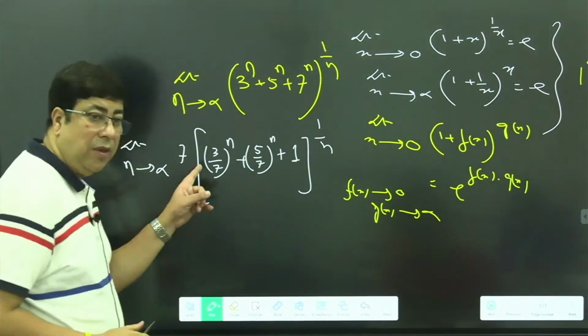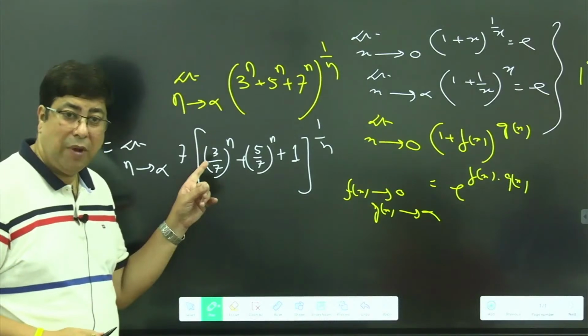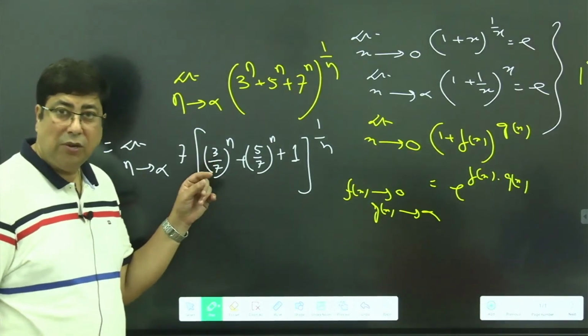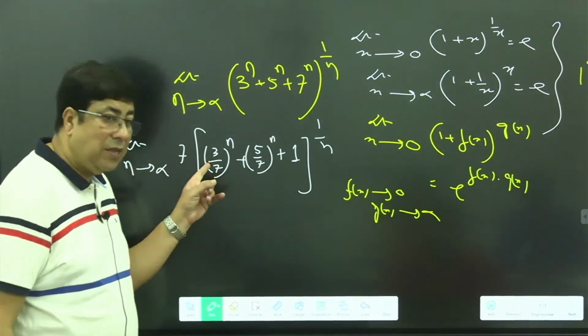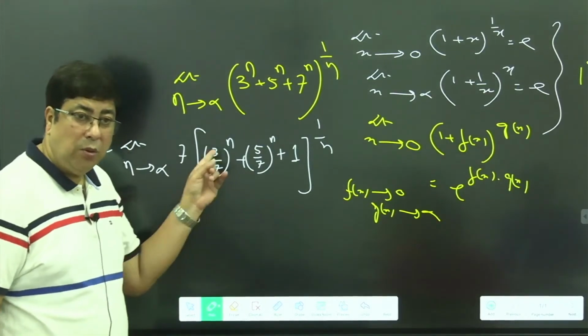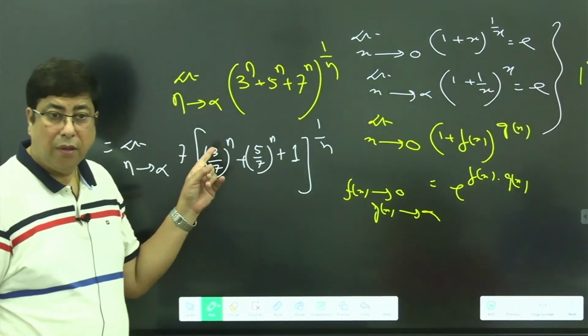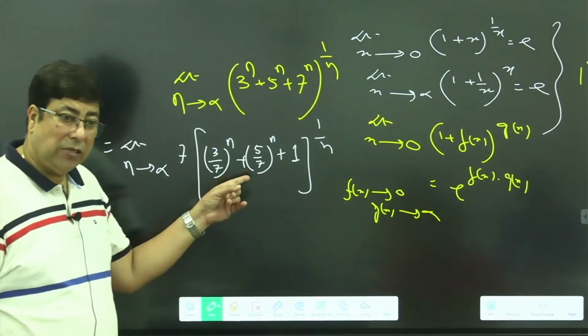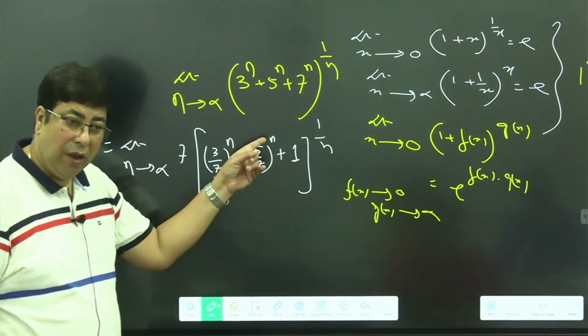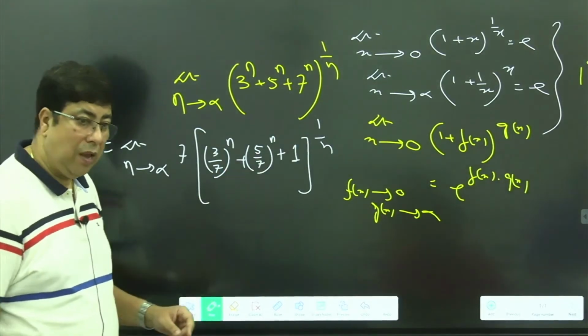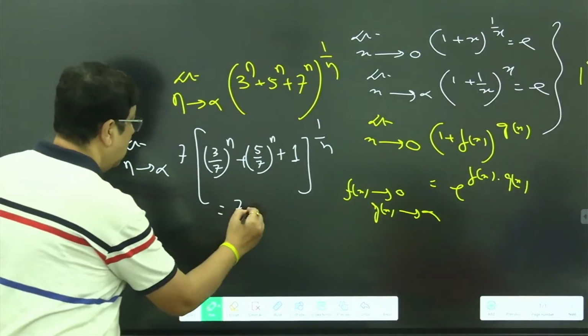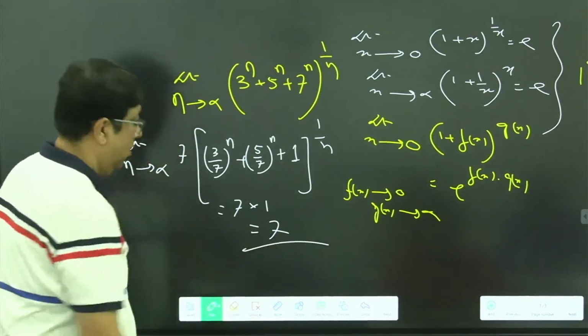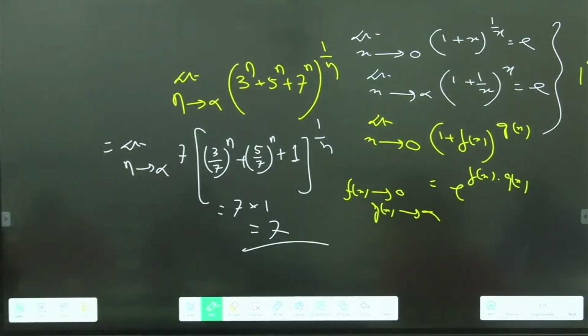3 by 7 is a fraction. See this everybody. We have done all these things in the last day. 3 by 7 is a fraction. Fraction to the power infinity is what? 5 by 7 is a fraction. Fraction to the power infinity is 0. 1 to the power anything is 1. It means 7 into 1, that is 7. Over.